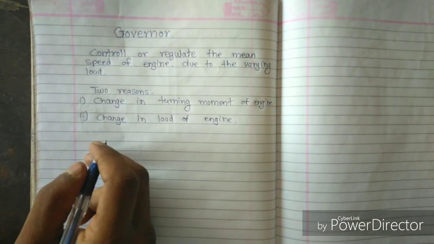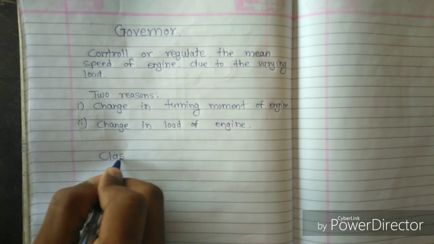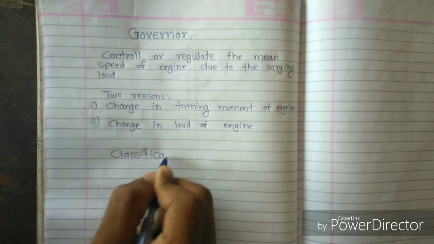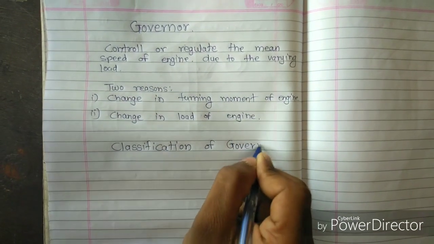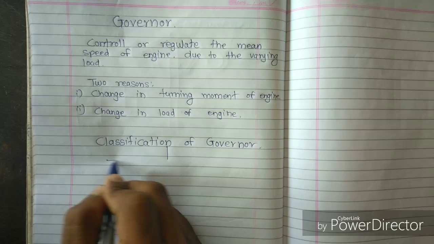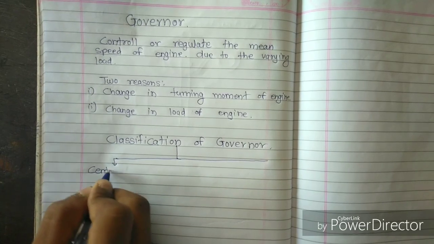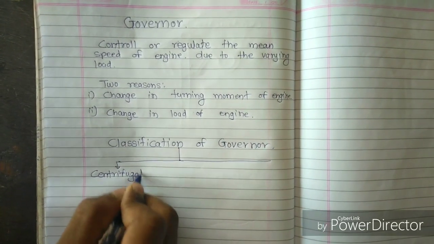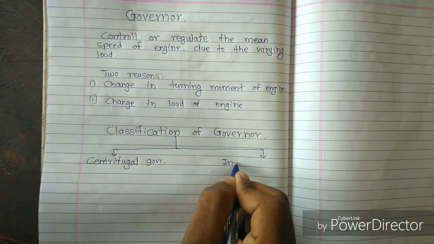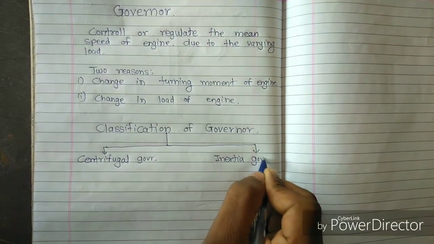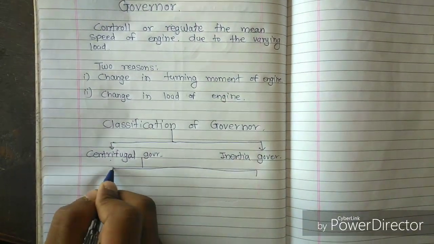Now we will learn the classification of the governor. The governors are mainly classified into two types. First one is called centrifugal governor, and second one is called inertia governor. The centrifugal governor is again classified into three types.